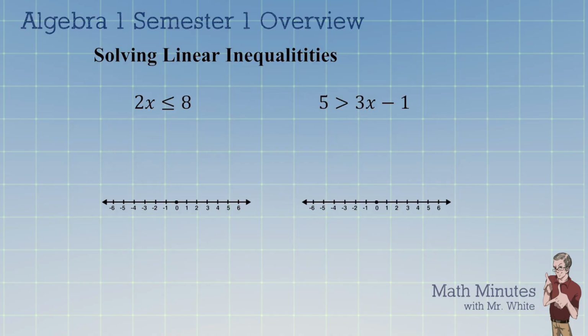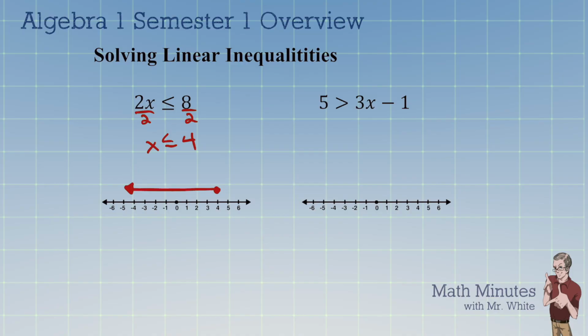All right, so we can solve linear inequalities much the same way that we solved equations. Like, for example, I want to know what x looks like, so I want to get x by itself. So I divide both sides by 2. X is less than or equal to 4. So then we would come over here, we'd put our closed circle at 4 and draw our arrow to the left, and that's the extent of the problem.